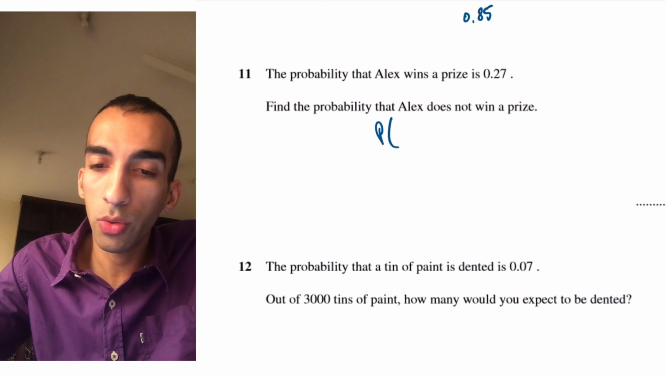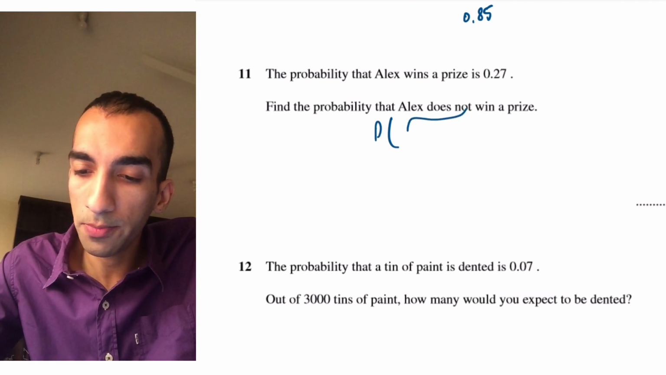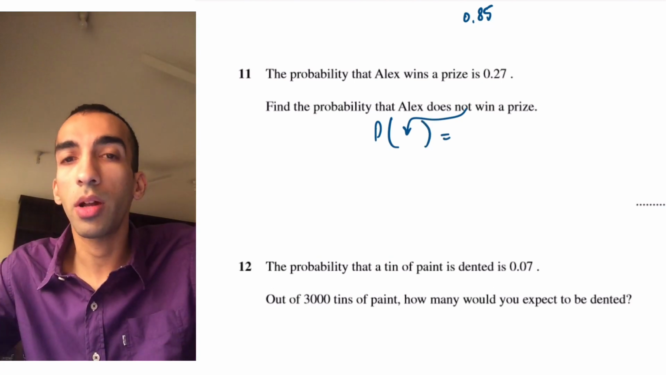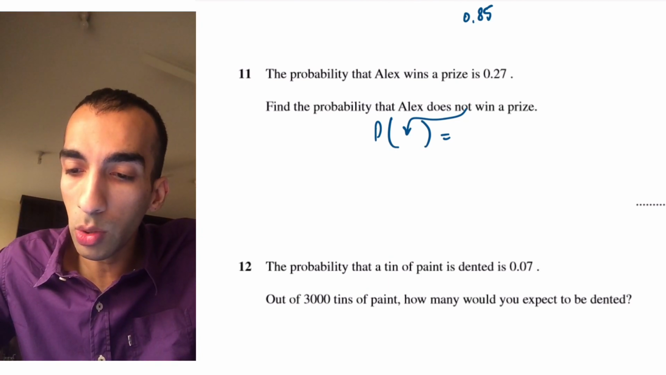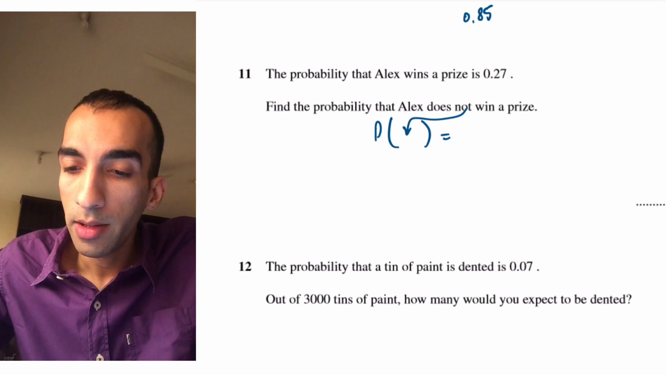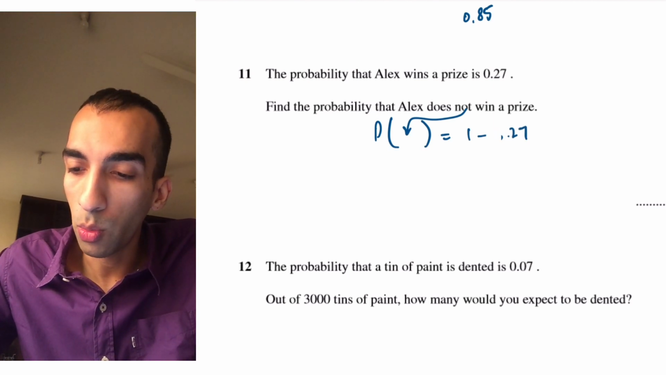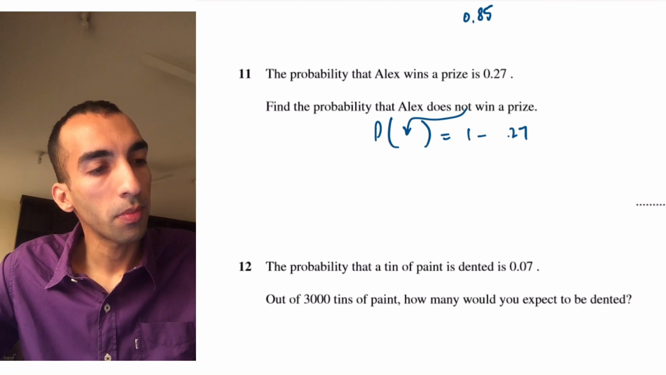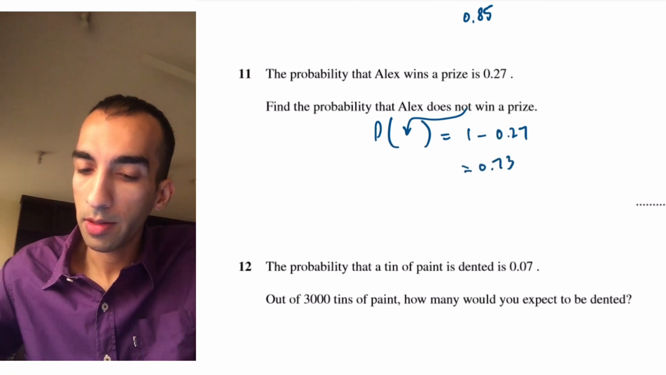Once again, I've accumulated a couple of similar looking questions just so that you can get familiar with the concept of subtracting a previous answer, or a value that is given which you do not require, but you need the other thing. So does not win, we have to find, and the probability that he does win is 0.27. So I'm simply going to subtract 0.27 from 1, and when I do that, I get 0.73, and that is your answer.